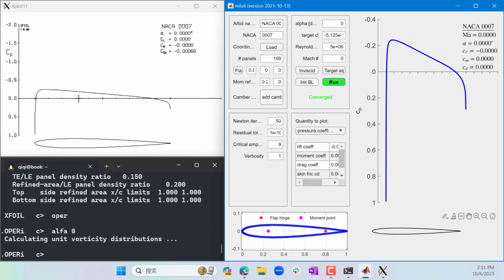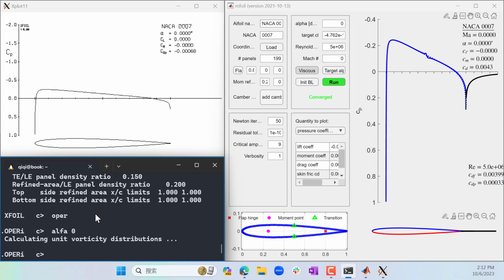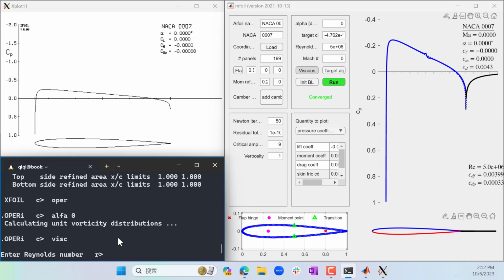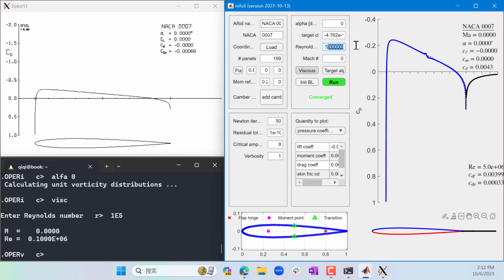All right. So today, the first thing we'll do is to start looking at viscous flow. In Mfoil, just click the inviscid button. If you click it once, it should say viscous now. Then you click run again, and you should get a viscous solution. In Xfoil, you type VISC, viscous. It is going to ask you for a Reynolds number, and let's start by having a relatively small Reynolds number, 1E5. Here, let's also change it to 1E5.